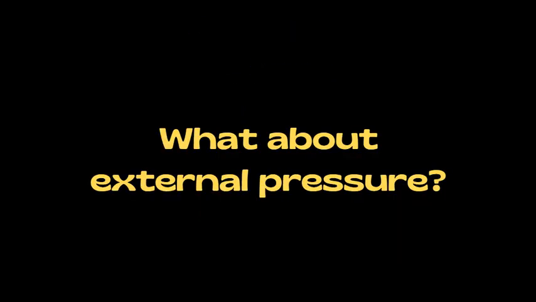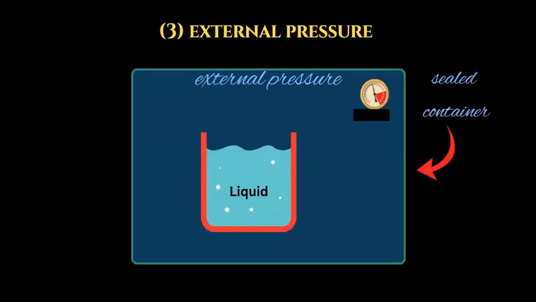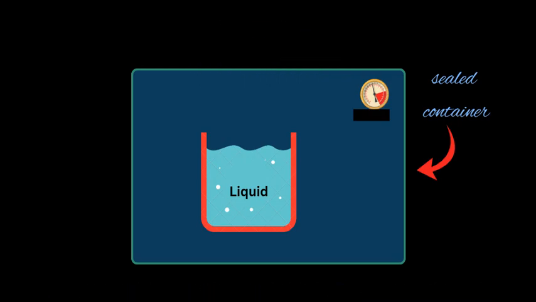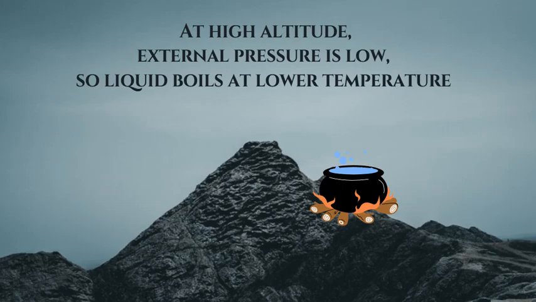Finally, let us touch on the role of external pressure. While external pressure does not directly change the equilibrium vapor pressure, it affects phenomena like boiling. Boiling occurs when the vapor pressure equals the atmospheric pressure. Lower external pressures, like at high altitudes, mean a liquid can boil at a lower temperature. Understanding these factors helps us predict how liquids behave under different conditions, from laboratory experiments to real-world scenarios.